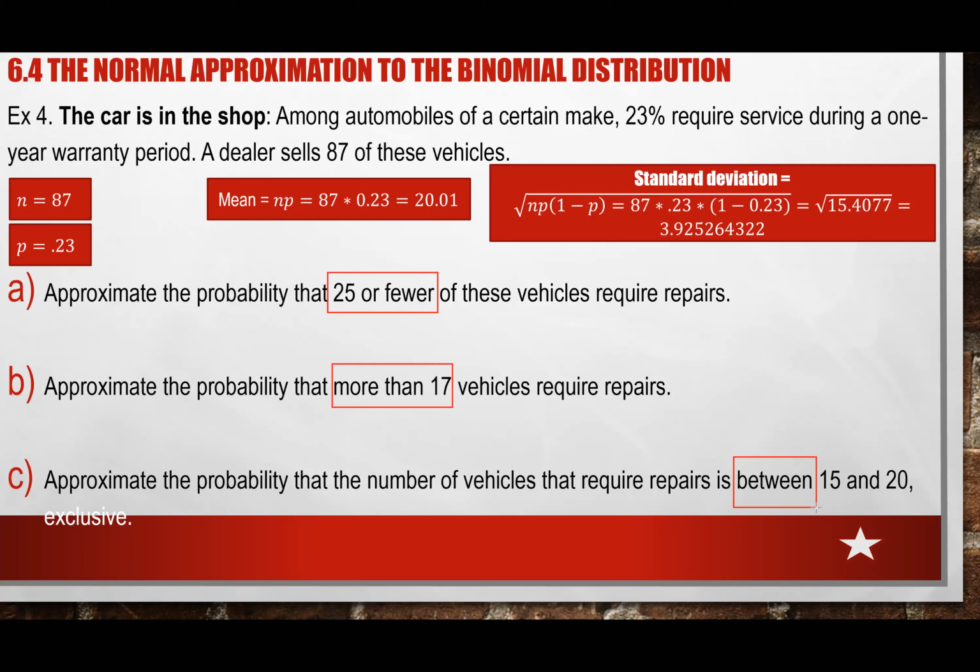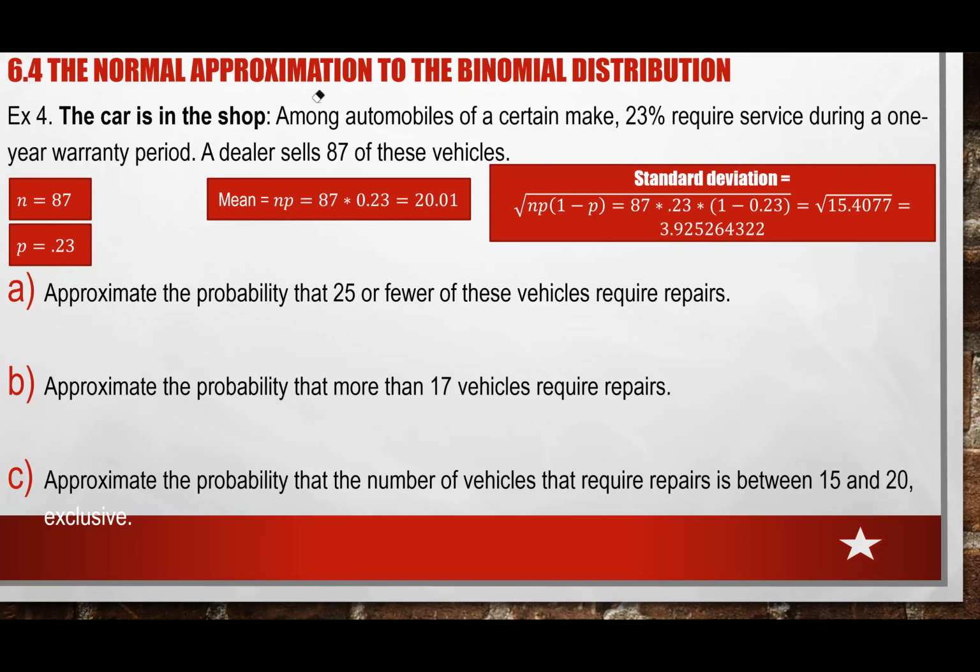So again, if you look at this, hopefully you see that it's very redundant to the previous two. They ask you fewer than or equal to, or 25 or fewer, more than 17, and in between. And in between, you just have to ask yourself, is it inclusive, meaning you include the endpoint, or exclusive, meaning you exclude the endpoint? So let's take a look at this one. Your problem gives you this two, your n and your p. We find the mean, we find the standard deviation.